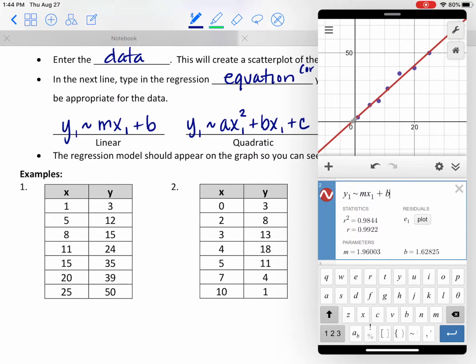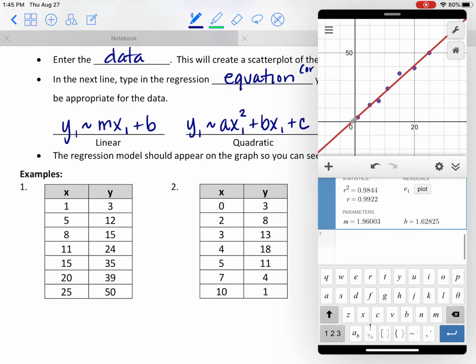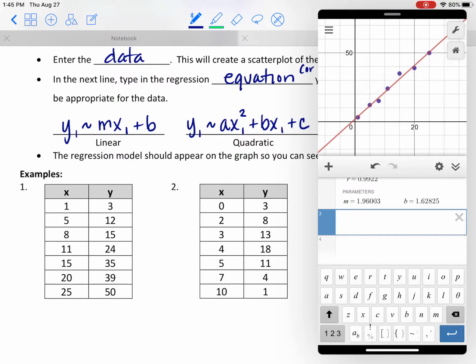Now what you see is a couple of things. You see your r squared and r values here. These are correlation coefficients. For linear, we want to look at r, and at 0.9922, that's almost 100%. That's pretty darn good. So this is a strong correlation for our linear model. And to write the linear model, we would use the m and the b that's calculated there. Now I just want to be sure that it's the best one, so let me calculate my other models and look at their correlations as well.